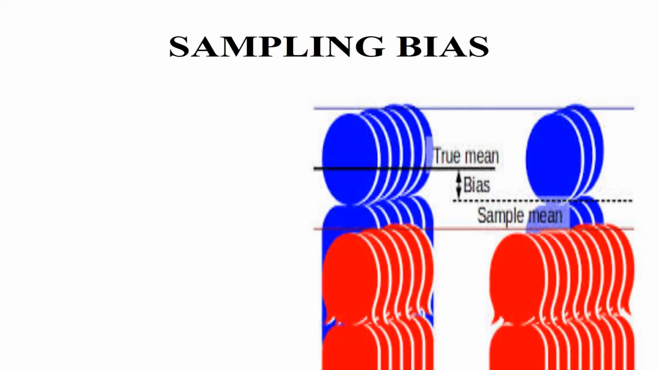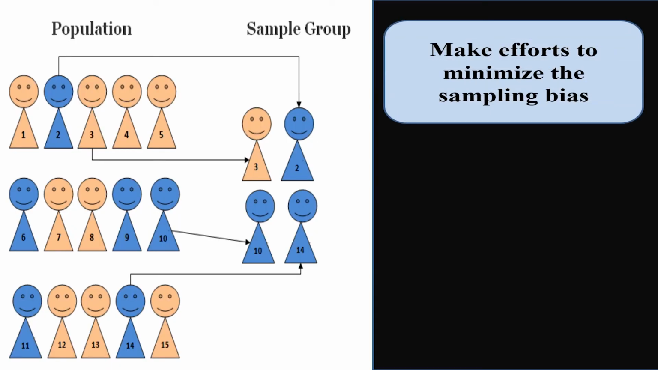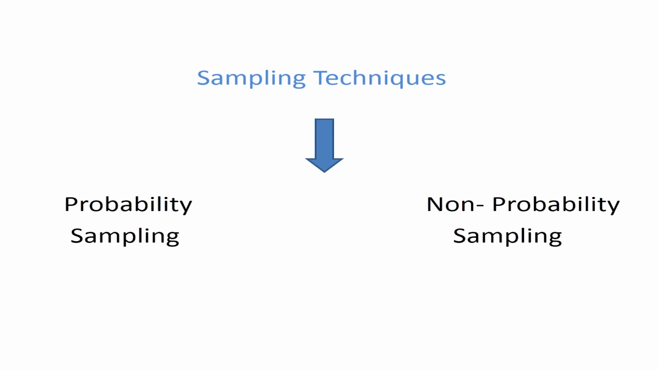Sampling bias is overrepresentation or underrepresentation of some segment of population in regard to the characteristics relevant to the research study. The researcher should always make efforts to minimize the sampling bias by choosing the most appropriate sampling technique. Sampling techniques are broadly classified into two types: the probability sampling techniques and the non-probability sampling techniques. These types will be discussed in detail in the next video.